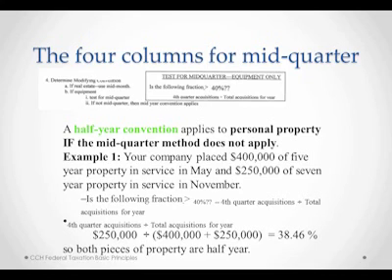So in this first example, $400,000 of 5-year property in May and $250,000 in November. We put everything together that's not a building, right? Our numerator is all equipment used for the very first time in October, November, or December. Our denominator is everything we placed in service for the year that is not a building. So in this first example, you can see that this is half-year property because my fourth quarter acquisitions do not exceed 40%.